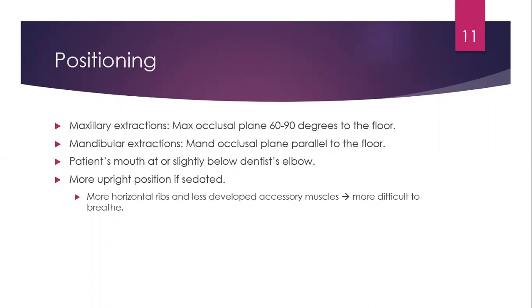Okay, and you also want to place the patient in a more upright position, especially if they are sedated. Keep in mind the anatomy of a pediatric patient. The ribs are more in a horizontal position, and they have less developed accessory muscles, so it makes it a little bit more difficult to breathe if the patient is laying flat. So you want to make sure that they are in a more upright position.